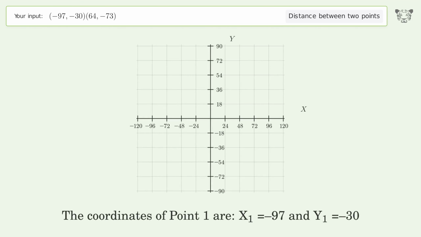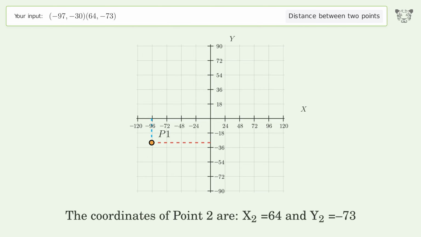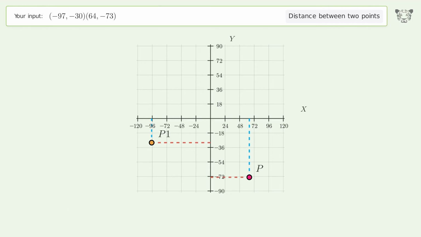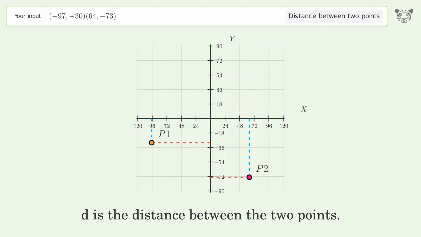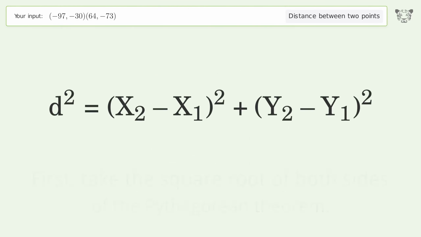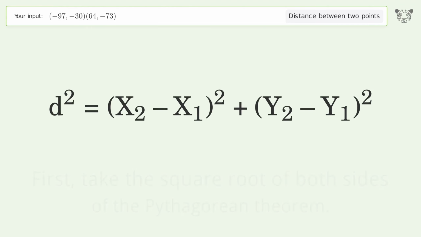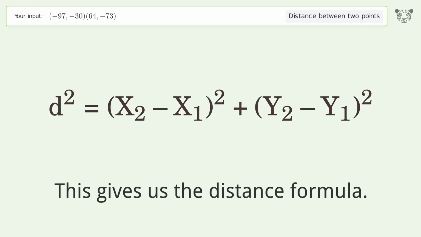The coordinates of point 1 are, x1 equals -97 and y1 equals -30. The coordinates of point 2 are, x2 equals 64 and y2 equals -73. D is the distance between the 2 points. First, take the square root of both sides of the Pythagorean theorem. This gives us the distance formula.